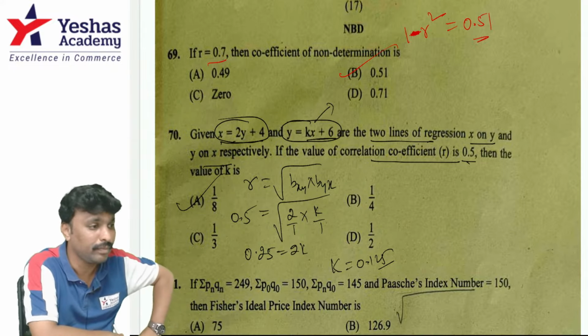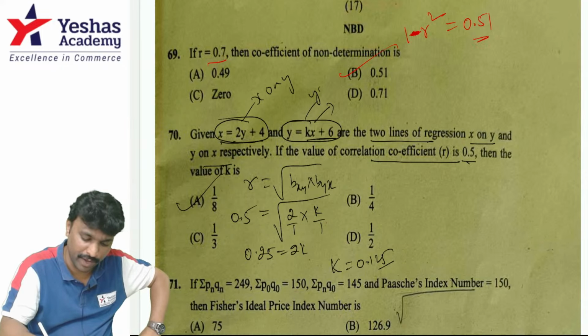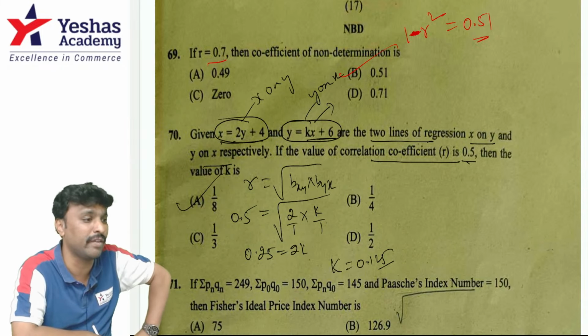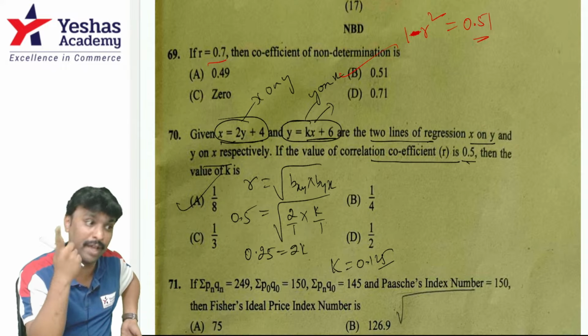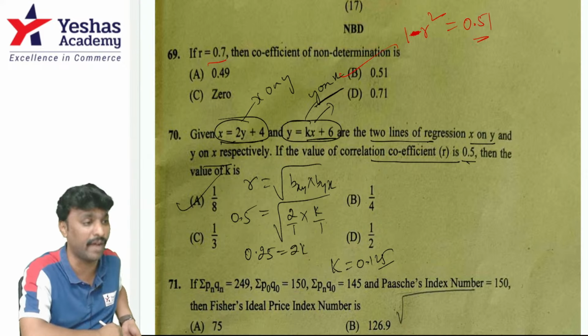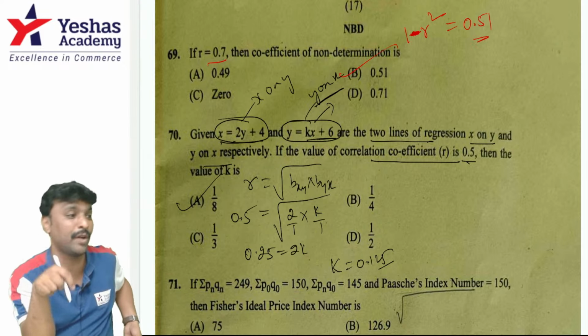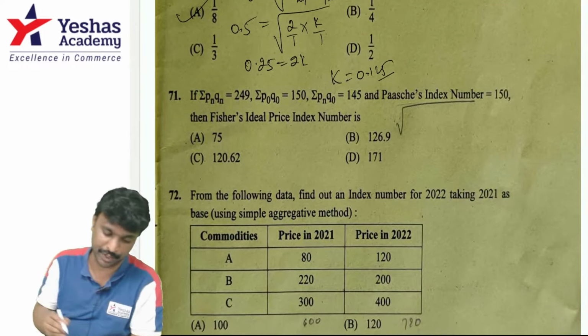You understood? Guys, this is x on y, they have only given. This is y on x. From x on y, what we can find out is bxy. If you want to find bxy, it is coefficient of y by coefficient of x. Therefore, it is 2 by 1. From y on x, you can find byx. It is coefficient of x by coefficient of y. Therefore, it is k by 1. Have you understood? Moving on to the next question.